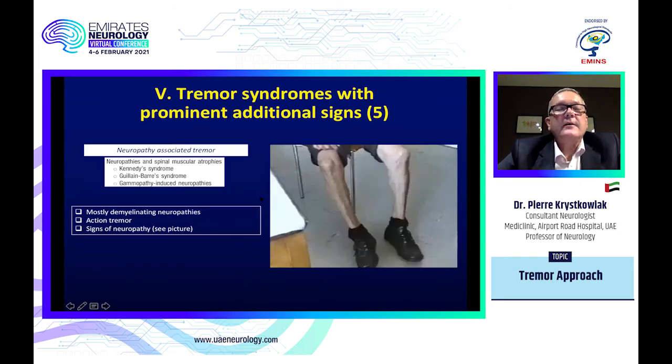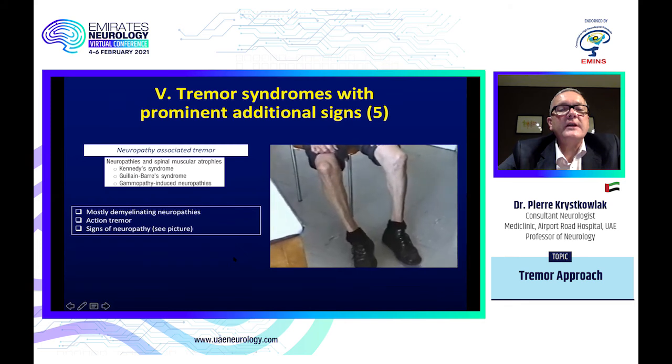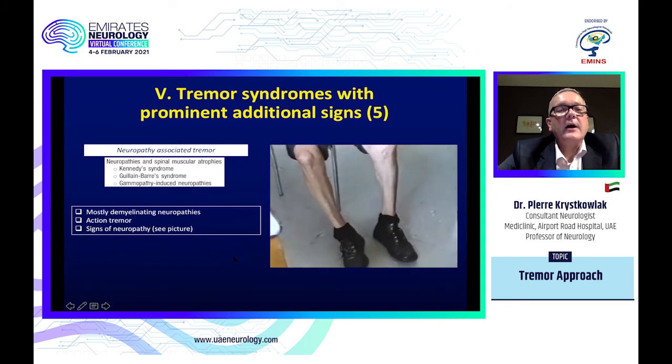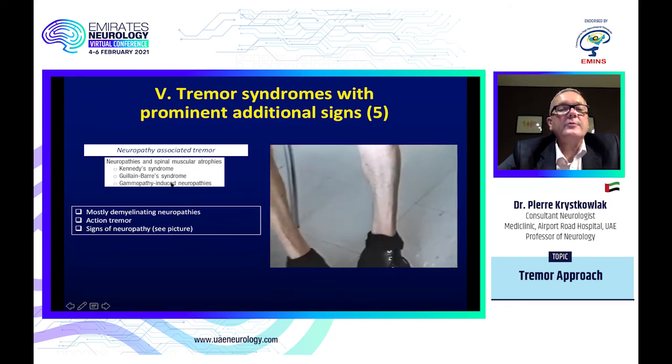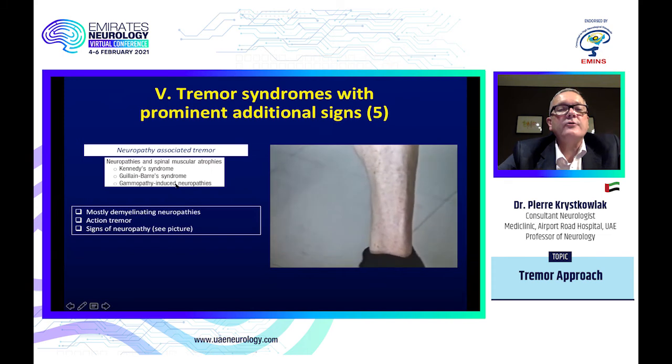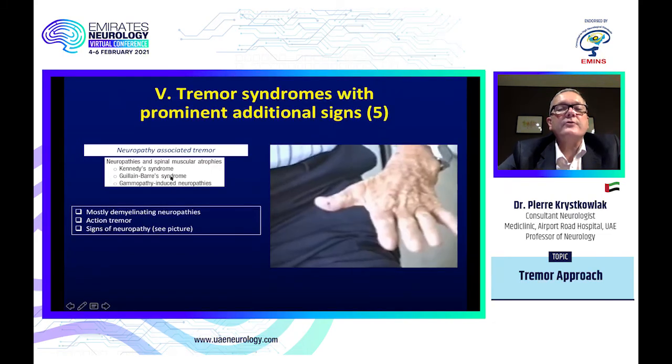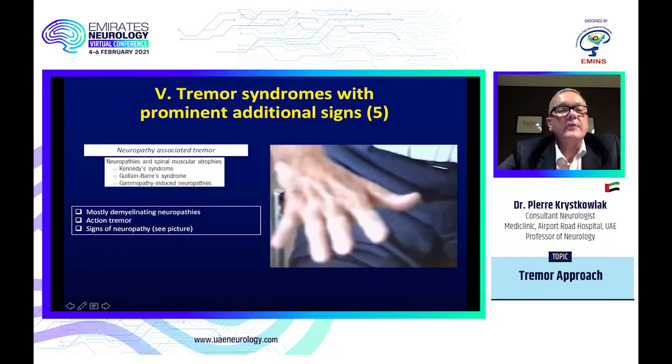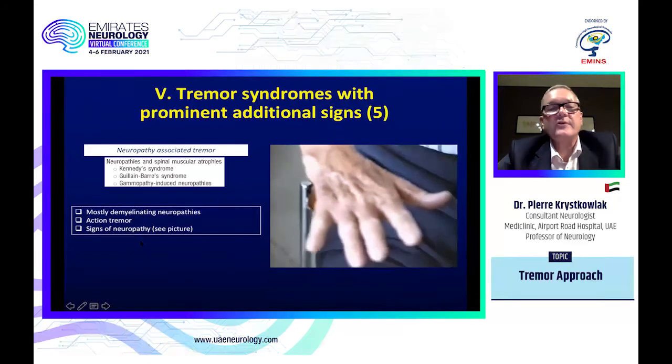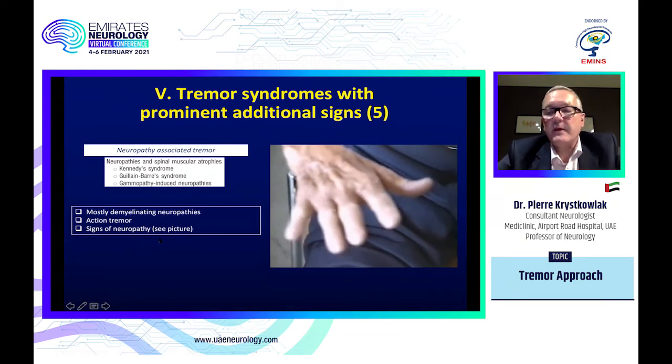And finally, in this category of tremor syndromes with prominent additional signs, we can also find the neuropathy-associated tremor. You observe this kind of tremor mostly with demyelinating neuropathies. You can observe it specifically in gammopathy-induced neuropathies, but also in the phase of recovery of Guillain-Barré syndrome. It's an action tremor, and you have, of course, signs of neuropathy.